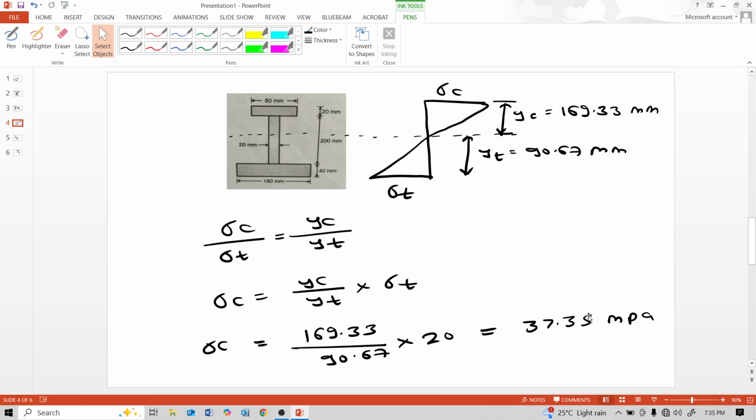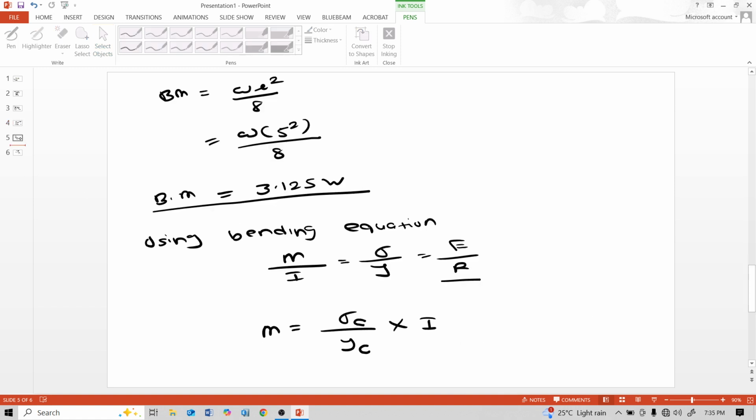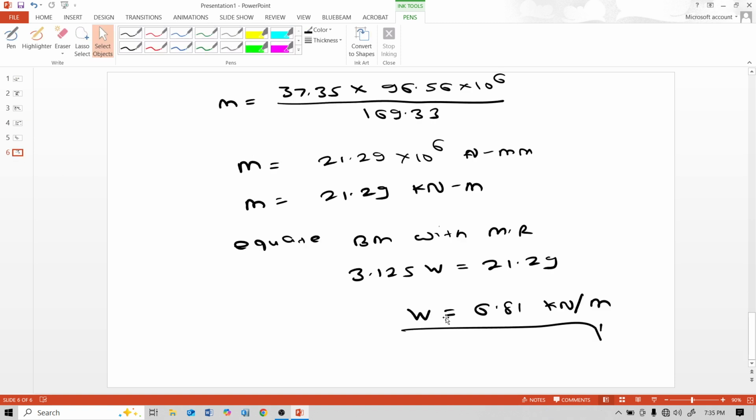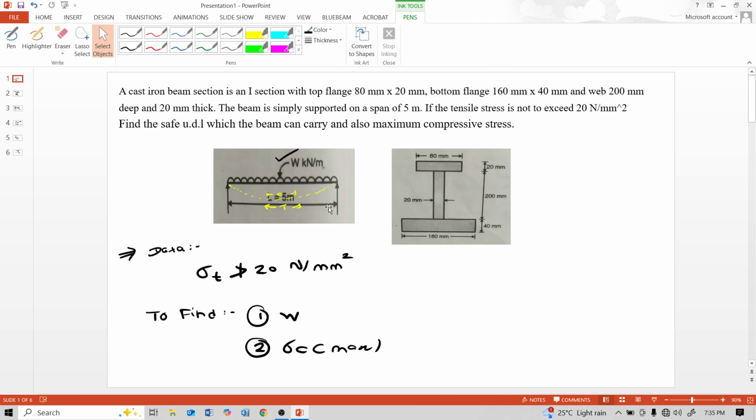Sigma c is 37.35 MPa, sigma t is 20 MPa, and W is 6.81 kilonewton per meter, and moment of resistance is 21.29 kilonewton meter. So this numerical is complete. Thank you very much.